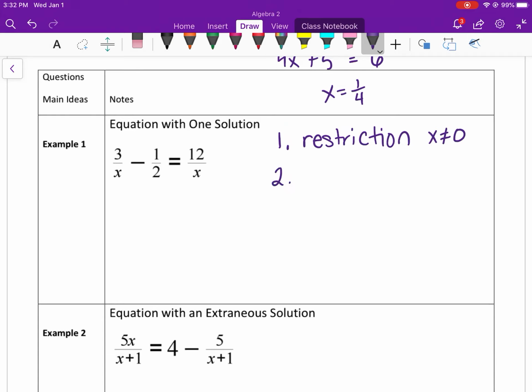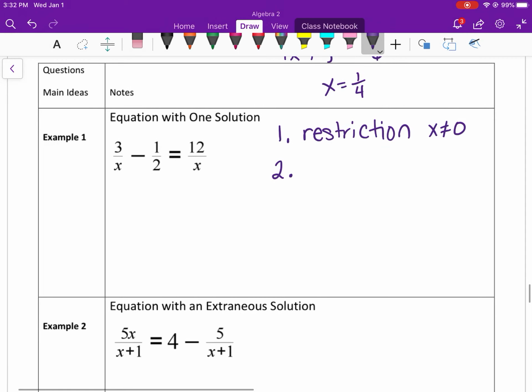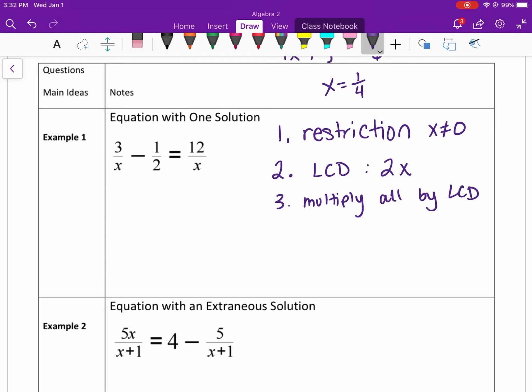And then for step 2, we want to find the lowest common denominator. So you have an x and a 2, so your lowest common denominator for this needs to be 2x. Then step 3 will be multiply everything by the lowest common denominator. So I'm going to take the first fraction times 2x, second fraction times 2x, and the third fraction times 2x, or that's 2x over 1.